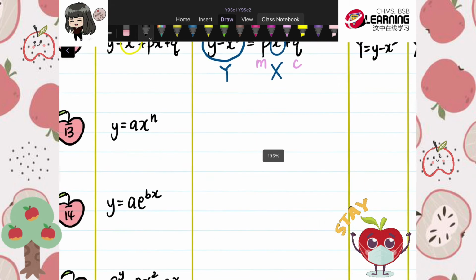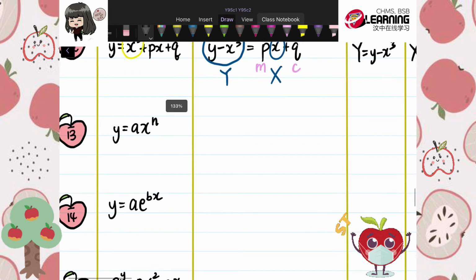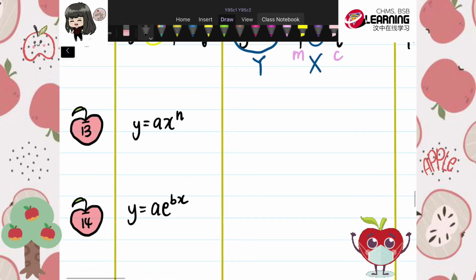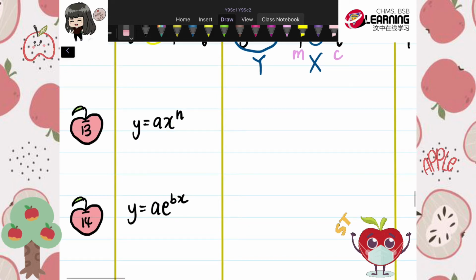This is the question here. How are you going to change that to y equals mx plus c? Okay, so for this kind of question, if you see there is a power of a constant, then what you're going to do here is make it into log, something with a log. So what I'm going to do here is add log on both sides.